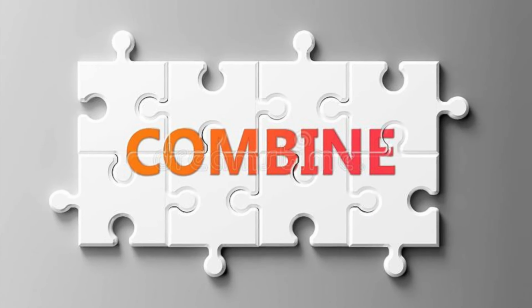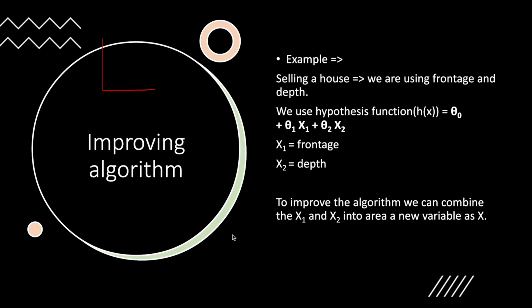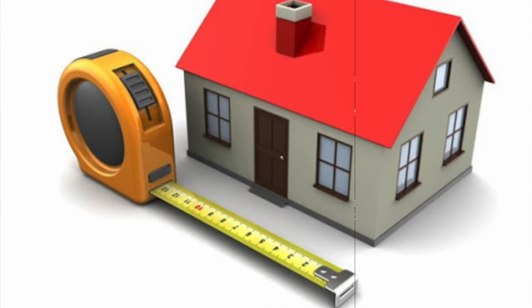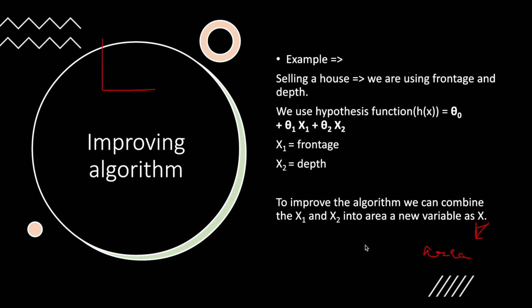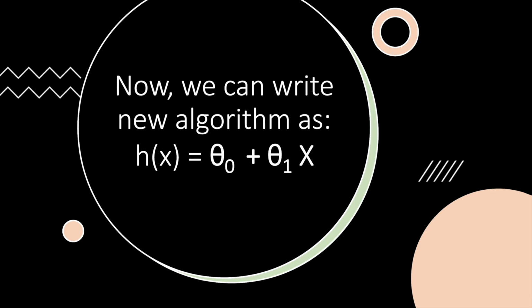To improve our algorithm, we can combine them and use a new variable x to represent the area of the house. So now we can write the new algorithm as h of theta x equals theta 0 plus theta 1 times x. So this will be our new algorithm. Now let's move on.